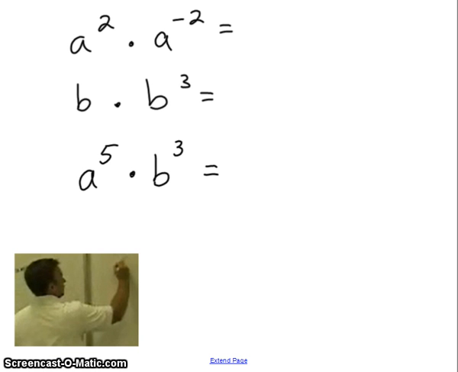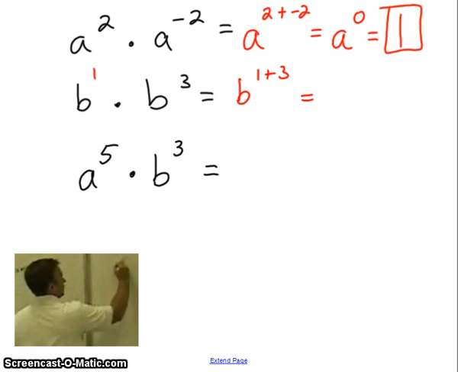All right, let's do a couple more. a to the 2nd times a to the negative 2nd, so a to the 2 plus negative 2 is a to the 0. Well, this goes to the zero power rule, which is 1. Anything raised to the 0 power is 1. Next, b times b to the third. Remember there's that invisible 1 here for the exponent. So b to the 1 plus 3 is b to the fourth.